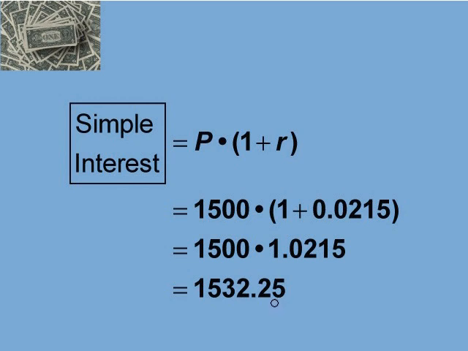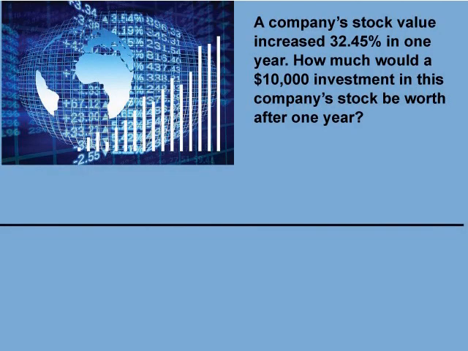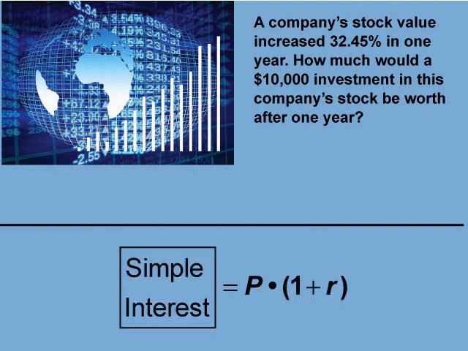Let's look at another example. A company's stock value increased 32.45% in 1 year. How much would a $10,000 investment in this company's stock be worth after 1 year? We can use the formula for simple interest to find the percent increase in the stock price. P is the initial investment, in this case $10,000, and R is the interest rate, which in this case is 32.45%. Plug these values into the formula.